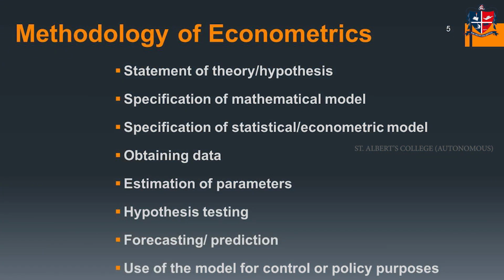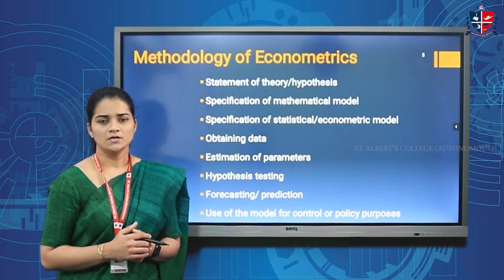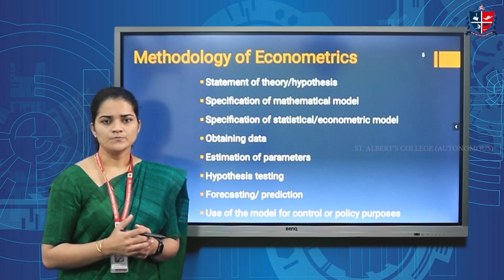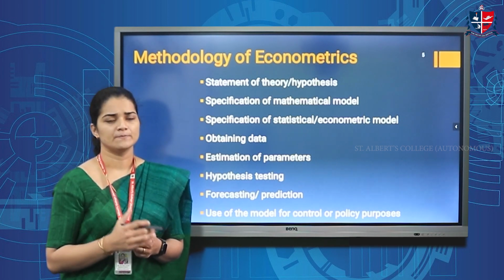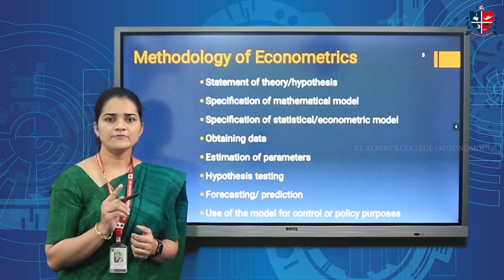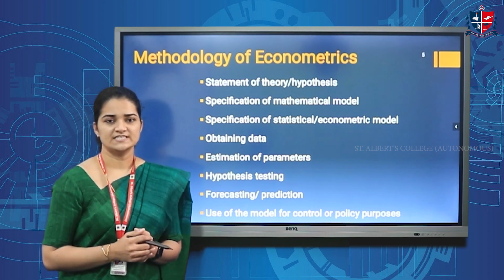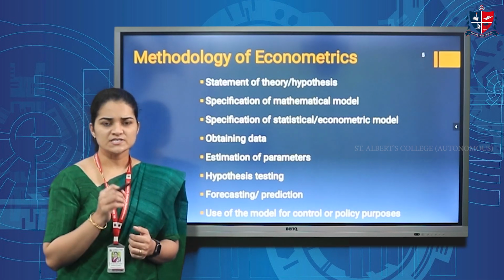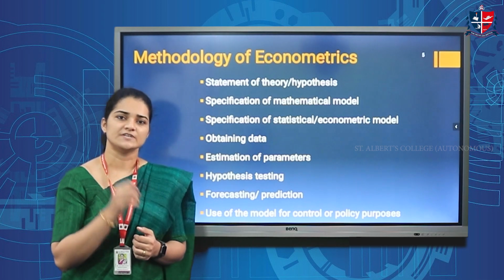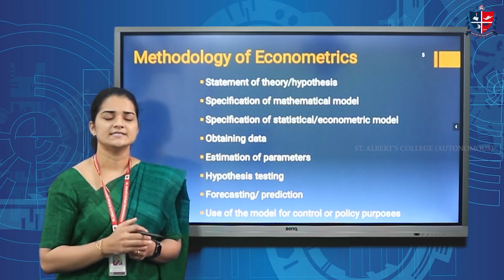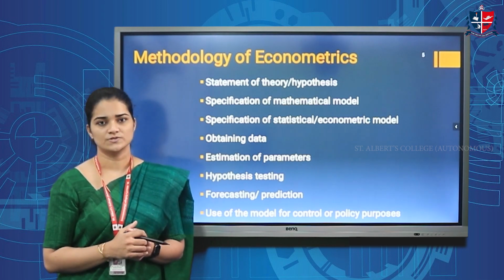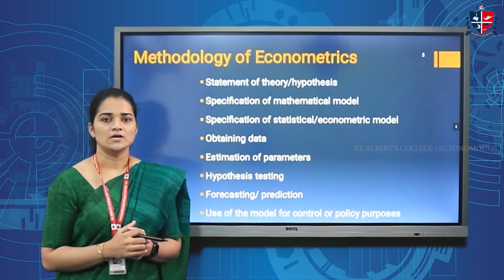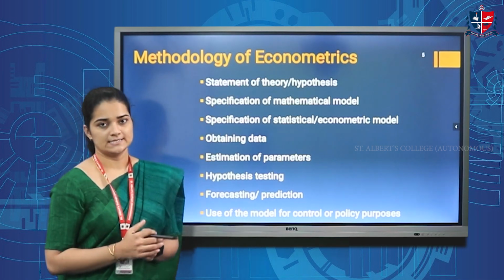Now moving on to the methodology of econometrics. So how do econometricians analyze an economic problem? There are several schools of thought on econometric methodology. However, we'll be focusing on one school, which is the classical or traditional econometric methodology. This is mainly because it is the classical methodology that still dominates the empirical research in economics and other social sciences. So broadly speaking, the traditional econometric methodology proceeds along the following lines.